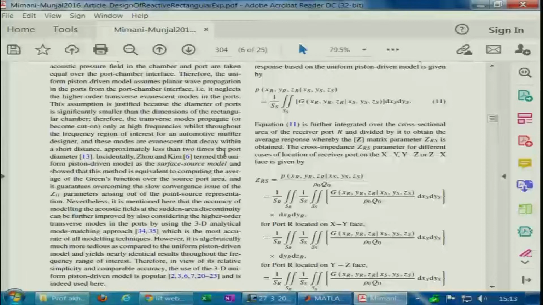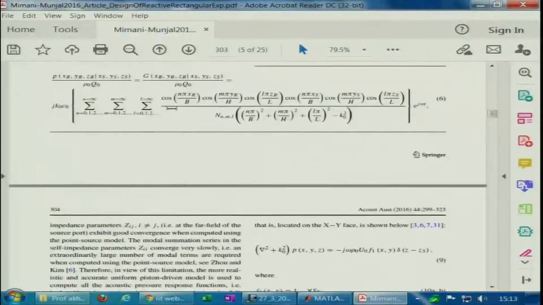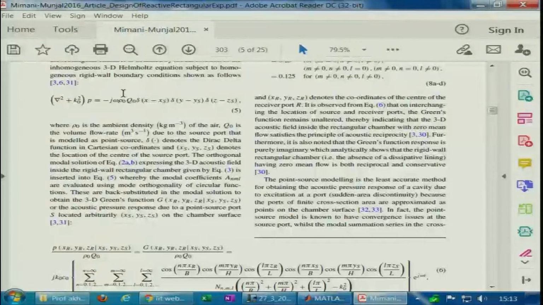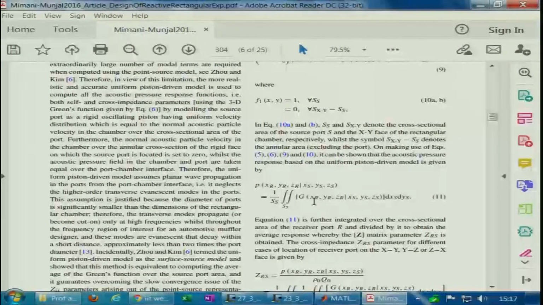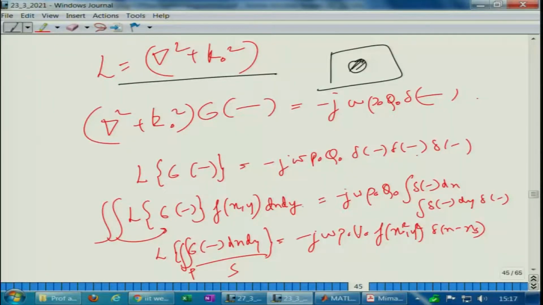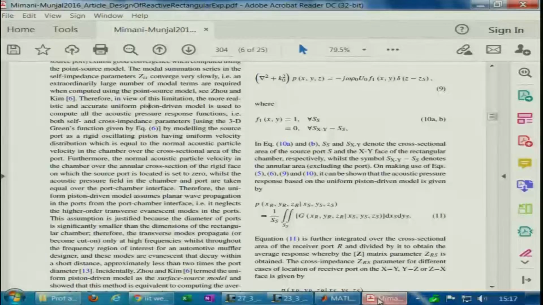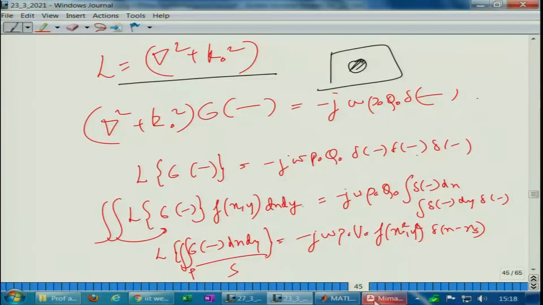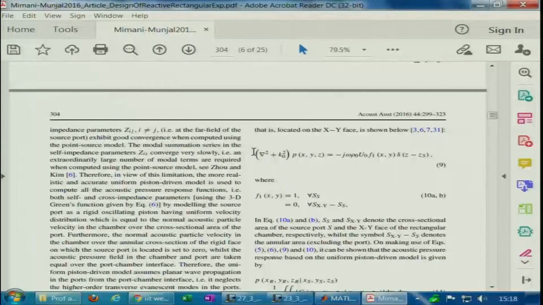So, to get the solution, we substitute this here and do the following mathematical operations. Once we do that, we will realize that if we just integrate the Green's function over the port area and divide by this thing, we will get a solution. This q naught, we are insisting, is u naught into the port area. So we take this S inside the integral sign, and u naught into f of x r y r. So this particular thing will be exactly the same as this equation.